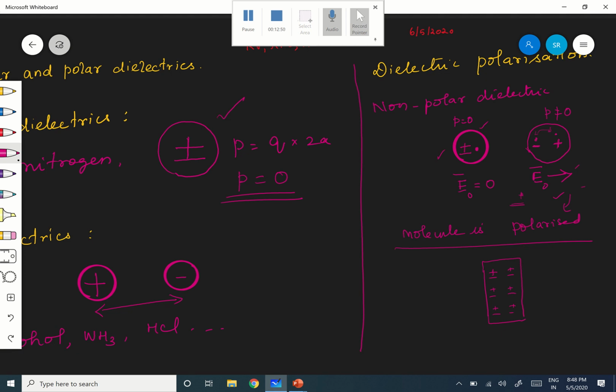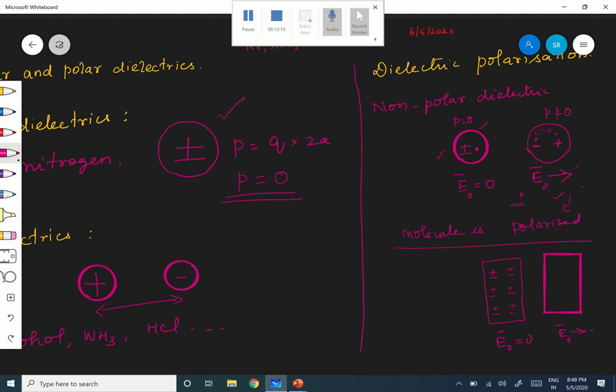Okay, this is E naught equal to 0. When I am keeping this same dielectric in an electric field, therefore E naught here. What is E naught? E naught will be in this direction. Okay, in that case what will happen?